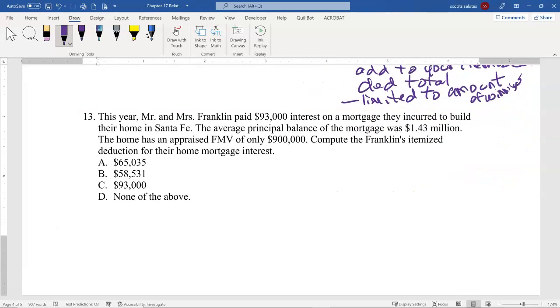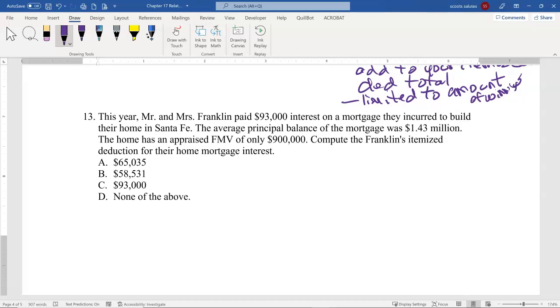Okay, number 13 says, this year Mr. and Mrs. Franklin paid $93,000 interest on a mortgage they incurred to build their home in Santa Fe. The average principal balance of the mortgage was $1.43 million. The home has an appraised fair market value of only $900,000. Compute the Franklins' itemized deduction for their home mortgage interest.